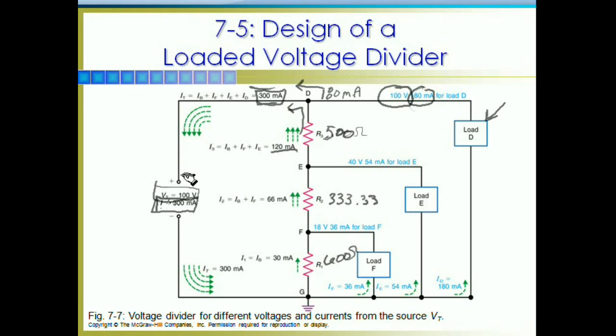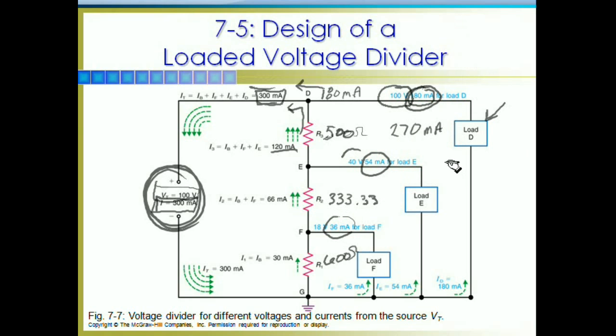Now what if I didn't know my total current? Well, I know that I've got 180 milliamps. I know I've got 54 milliamps. I know I've got 36 milliamps. That is my minimum requirement. And that should bring me to about 270 milliamps.